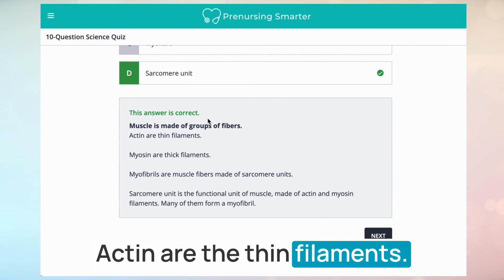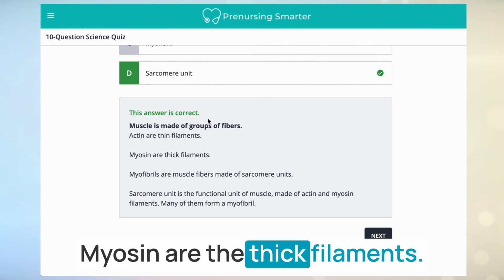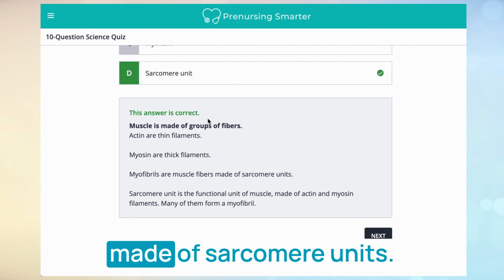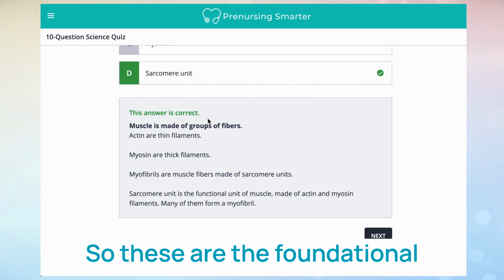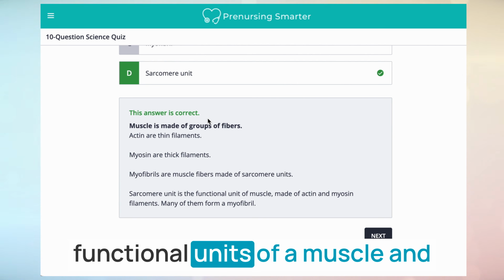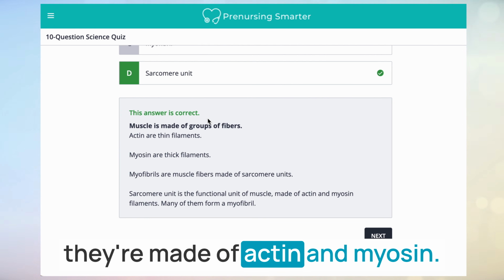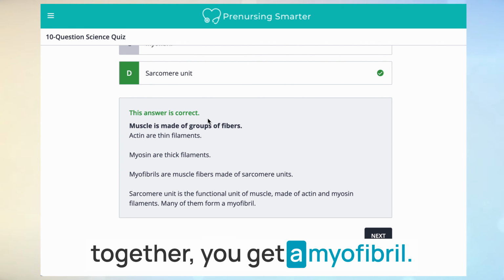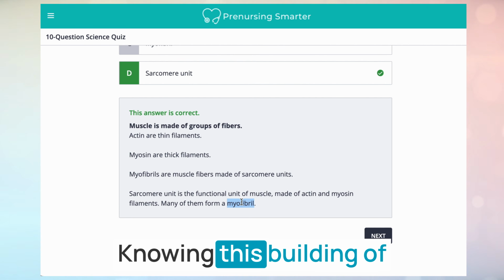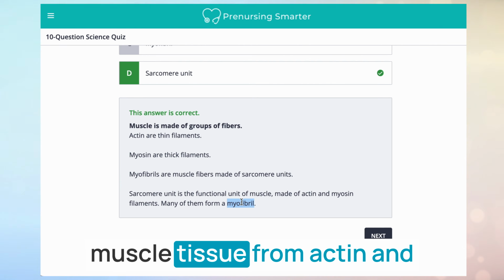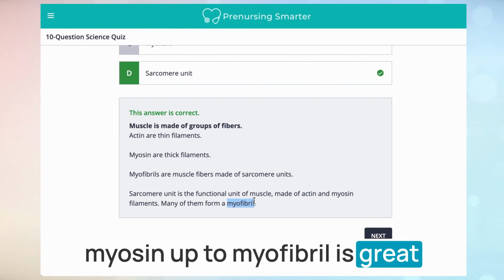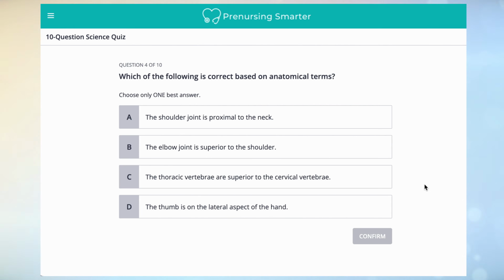Actin are the thin filaments. Myosin are the thick filaments, and then myofibrils are the muscle fibers that are made of sarcomere units. So these are the foundational functional units of a muscle, and they're made of actin and myosin. If you gather all of these together, you get a myofibril. Knowing this building of muscle tissue from actin and myosin up to myofibril is great to memorize for the TEAS.